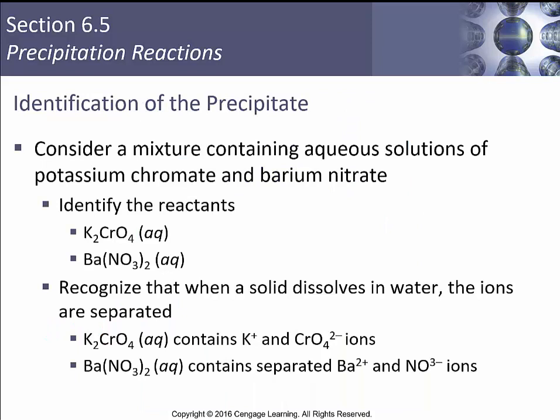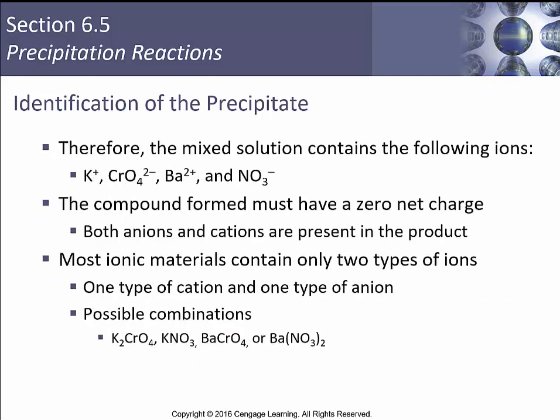Okay, so let's take a mixture of solutions. We've got potassium chromate and barium nitrate. Potassium chromate is going to be in solution, as will the barium nitrate. Recognize that when a solid dissolves in water, those ions are going to separate. So our potassium chromate is going to be dissolved into K+ and CrO4 2- ions, and we'll actually have two of those K+. And our barium is going to be separated into Ba2+ and nitrate ions. When we mix these things together, we're going to start out with the following ions: potassium, chromate, barium, and nitrate.